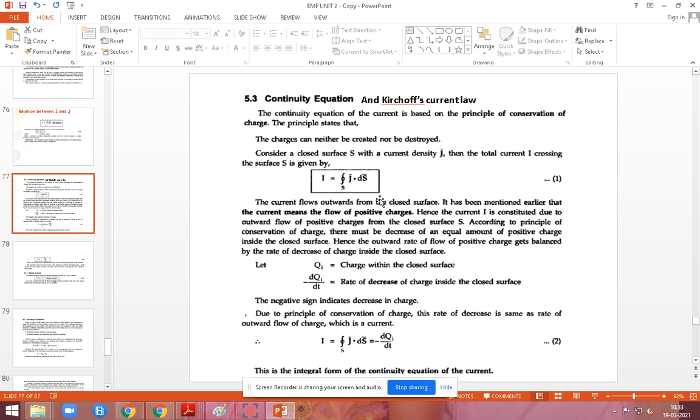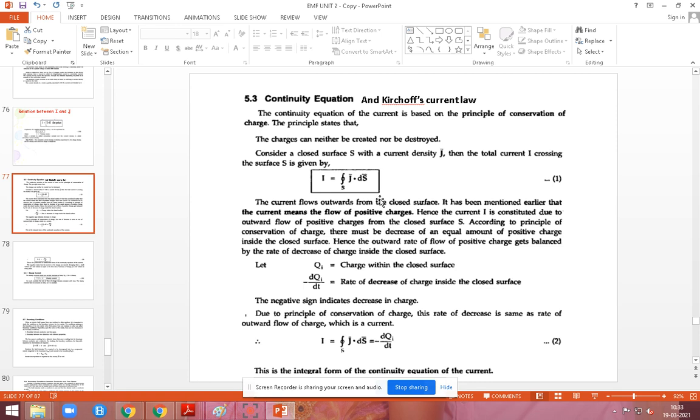Then, due to the principle of conservation of charge, the rate of decrease of charge inside the closed surface will be the same as the rate flowing outward. Whatever charge decreases there, the same charge is what moves outward. That is the principle of conservation of charge, and that is what they have represented here as an equation.